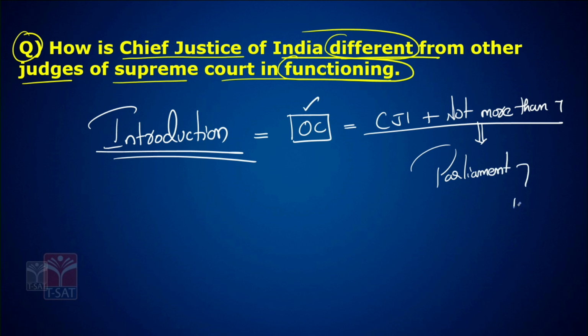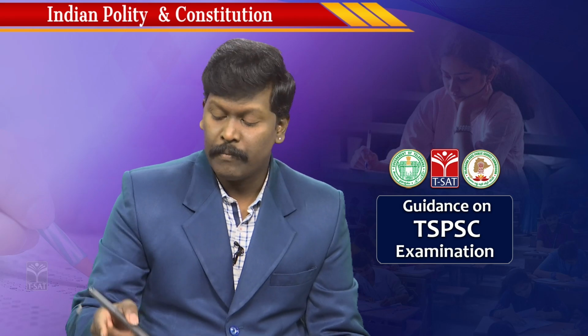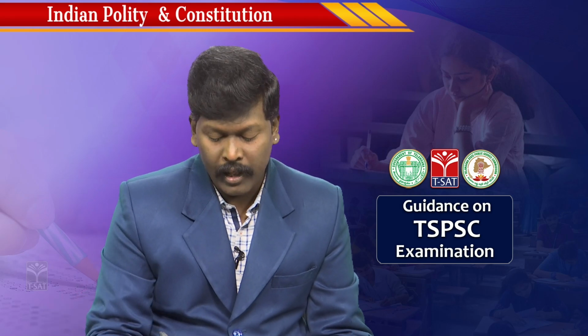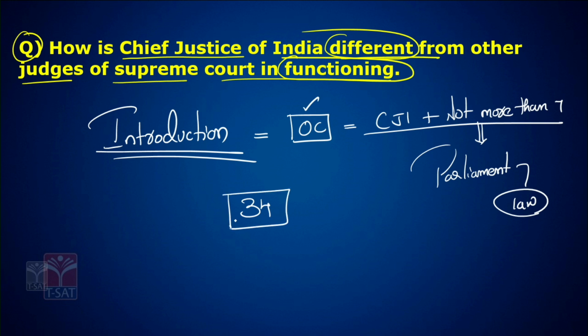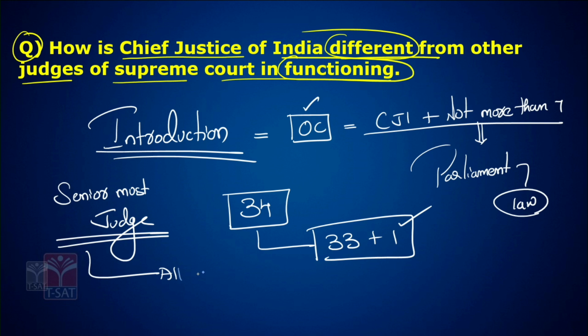Parliament has the authority, by a law, to increase the number of judges of the Supreme Court. Presently, there are 34 judges in the Supreme Court, which is 33 plus 1. The one person is the Chief Justice of India. Who is the Chief Justice of India? The senior most judge among all the judges.